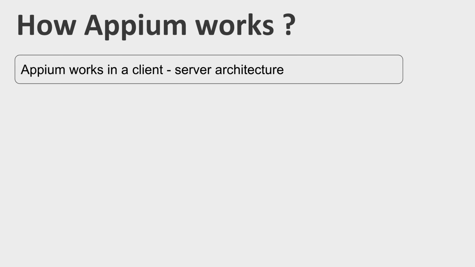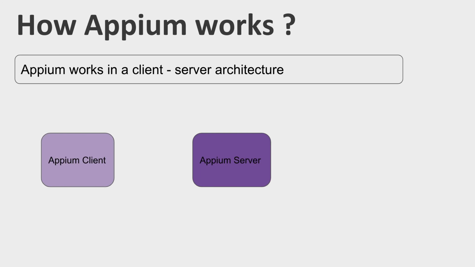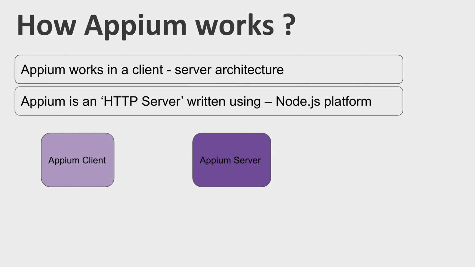So Appium works in a client-server architecture. In a client-server design, we have a client and we have a server, and the client and server can talk to each other with a protocol over some network. In Appium also we have an Appium client and an Appium server, and Appium is an HTTP server written on the Node.js platform. So when you download and install Appium, you are actually installing the Appium server.